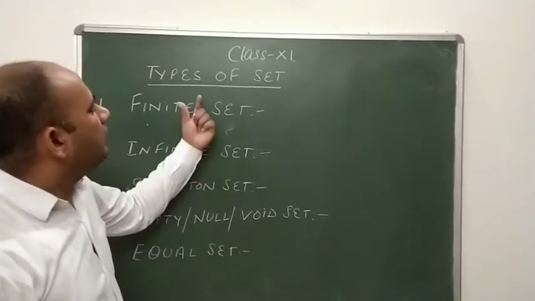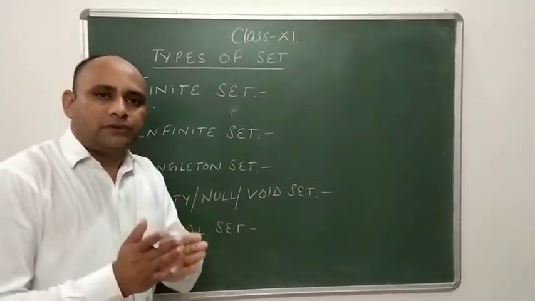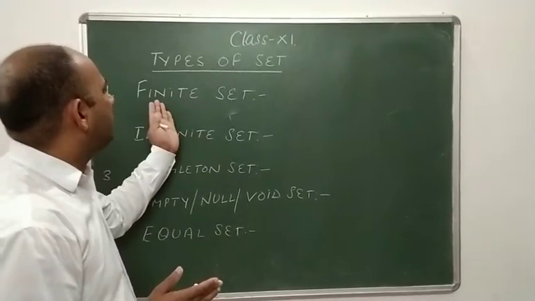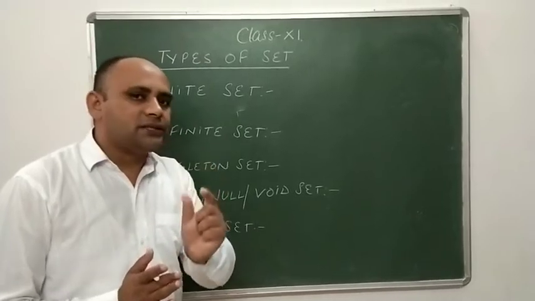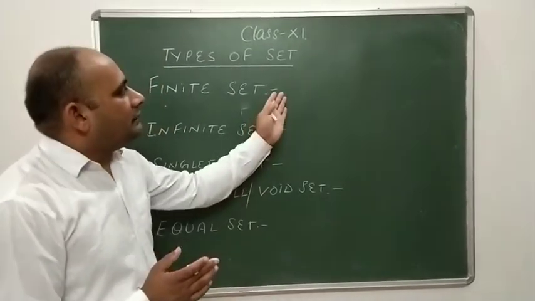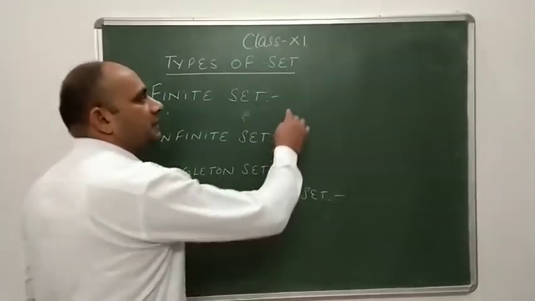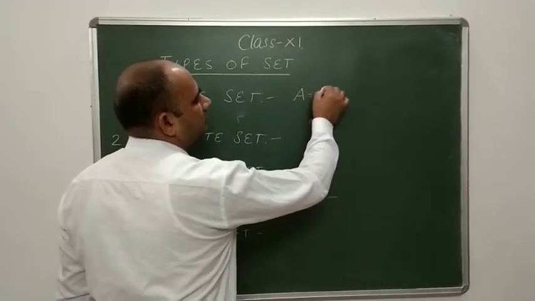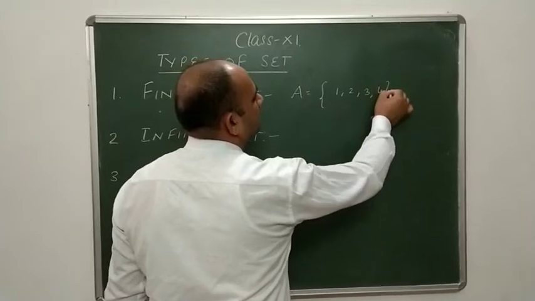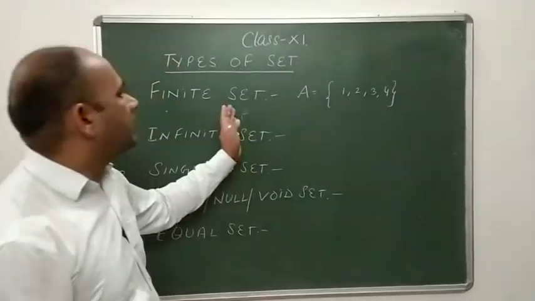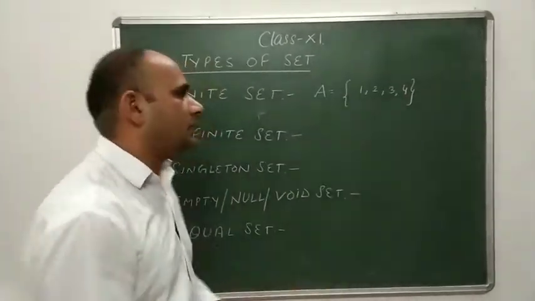Now we have types of set, in which first type is finite set. So you know about the word finite. Finite means the element of a set in finite order, for example, I will write A have 1, 2, 3, 4. Okay, the example of finite set A is equal to 1, 2, 3, 4 in finite order.